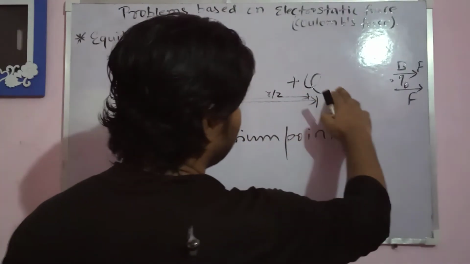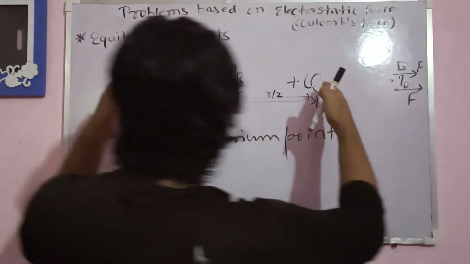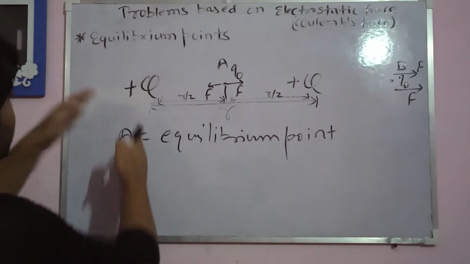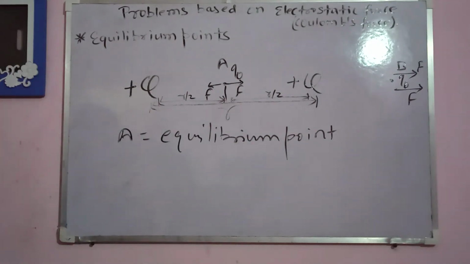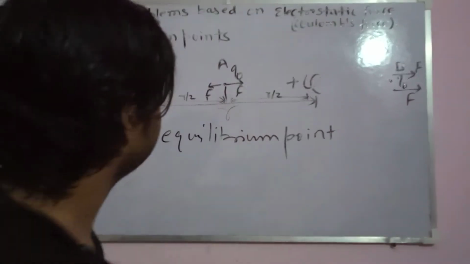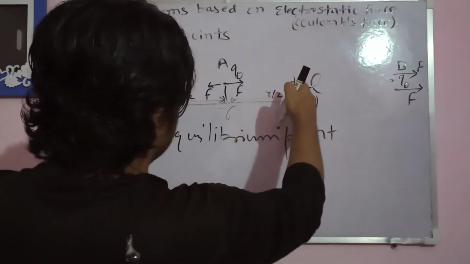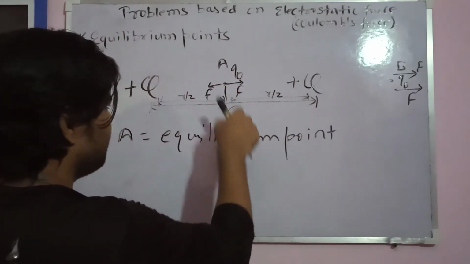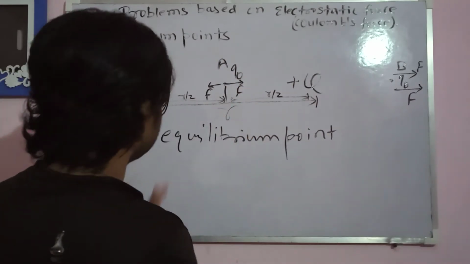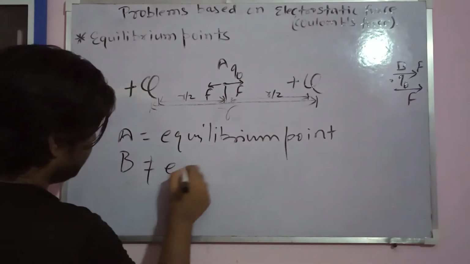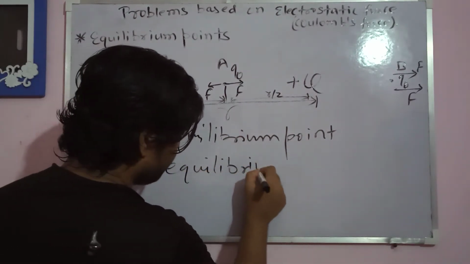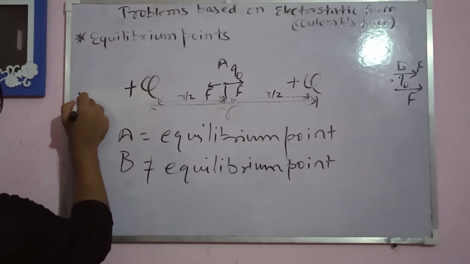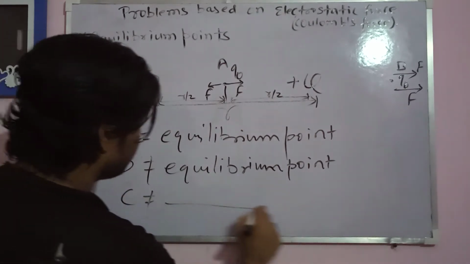We are not getting any equilibrium points outside the region between the two charges. The same condition appears if I put any point here, here or here; that is also not an equilibrium point. So you only get equilibrium points in between them. When the charges are equal in magnitude, you get an equilibrium point exactly at the midpoint of the charges. So B is not an equilibrium point. Similarly, take a point C here with Q0. C is also not an equilibrium point.